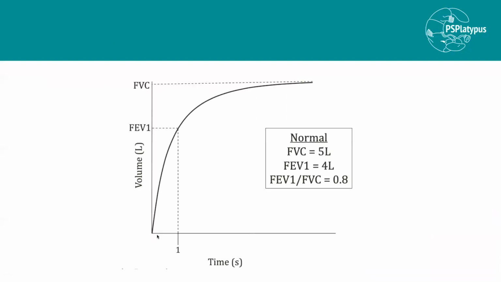So here's a look at a normal spirometry graph that you'd get after you go through it. You can see the steep incline in the first second. You're getting almost all the air out.